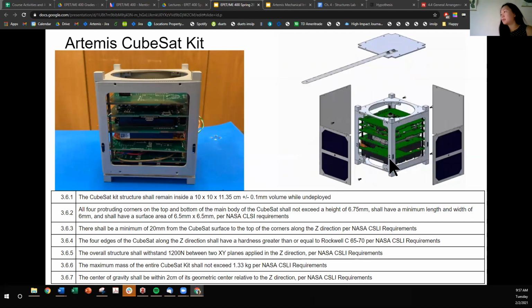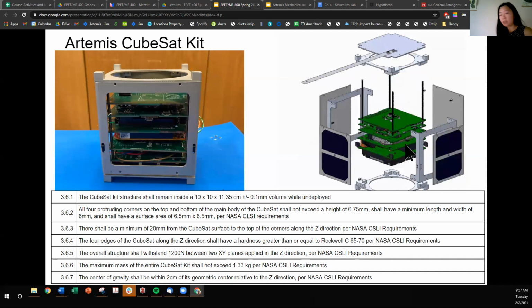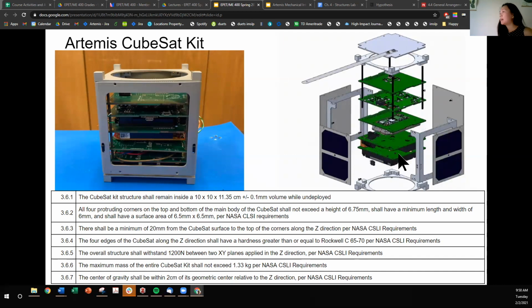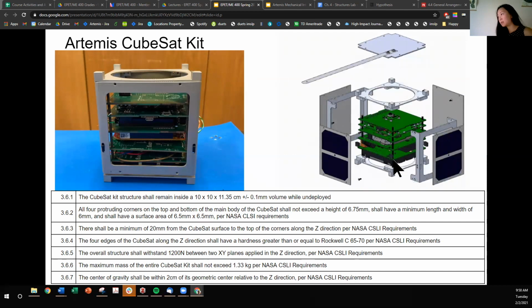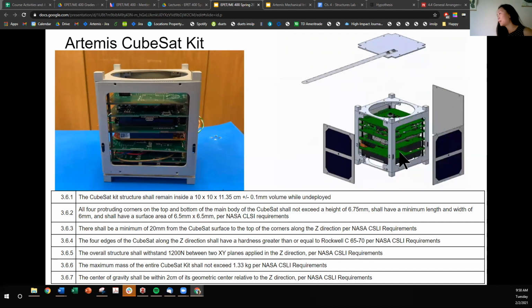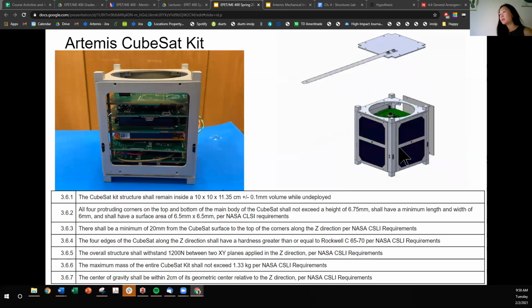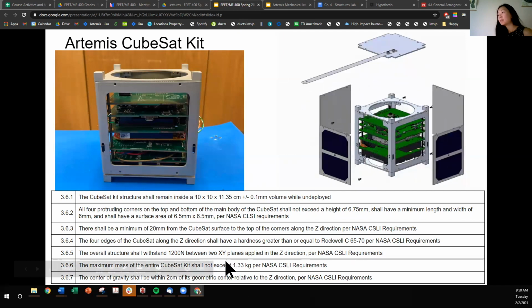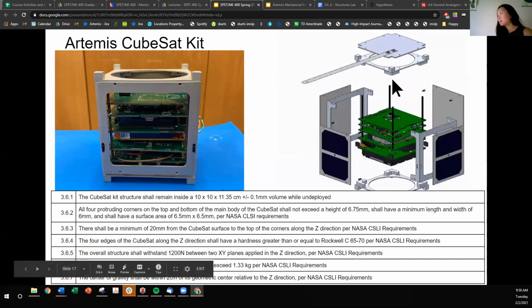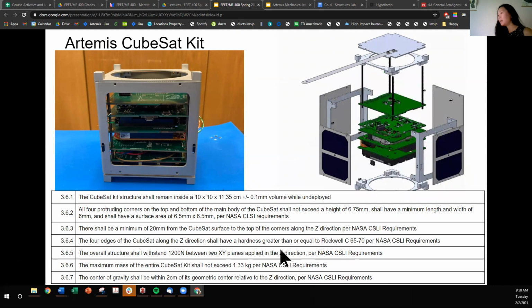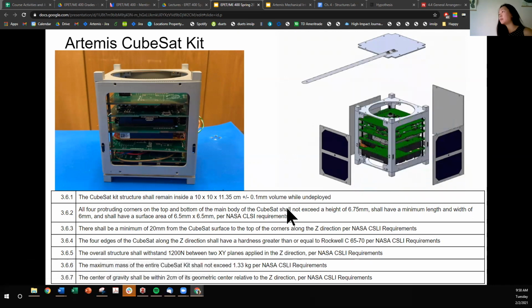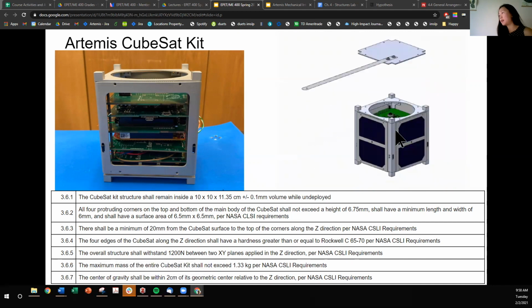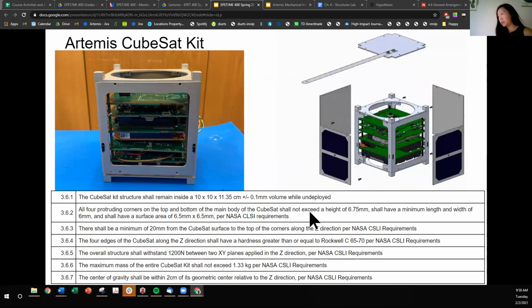As you'll see in your structures lab, the center of mass is within 2 centimeters, and the CubeSat mass is definitely below 1.33 kilograms. I think there was like a 600 gram margin. So yeah, requirements, ultimate design. Please, in your mission, adhere to these same requirements, because we designed a little bit of flexibility for you to modify and still adhere to the requirements.